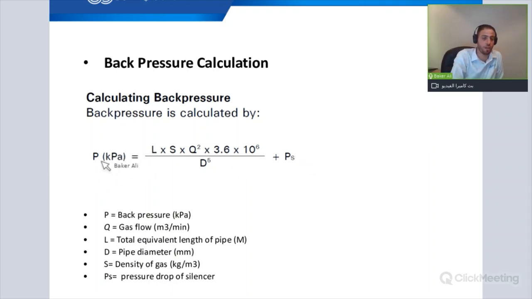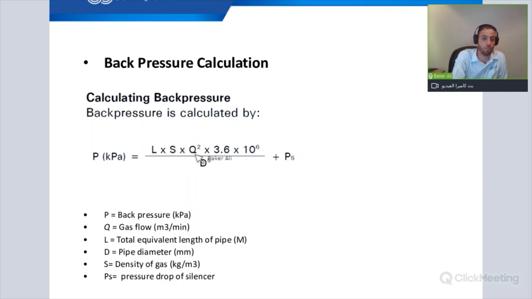P is the back pressure in kilopascal. Q is the gas flow for the engine, and this data we can get from the engine data sheet, the gas flow in cubic meter per minute. L is the total equivalent length of the pipe, including the flexible bellow and all the elbows. So this is not only the pipe length, this is the total equivalent length of the pipe, including the pipe, the silencer, and the flexible bellow. D is the pipe diameter in millimeters, and PS is the pressure drop of the silencer, or the back pressure of the silencer. This one we can get from the silencer data sheet, not from the engine. S is the density of the gas.